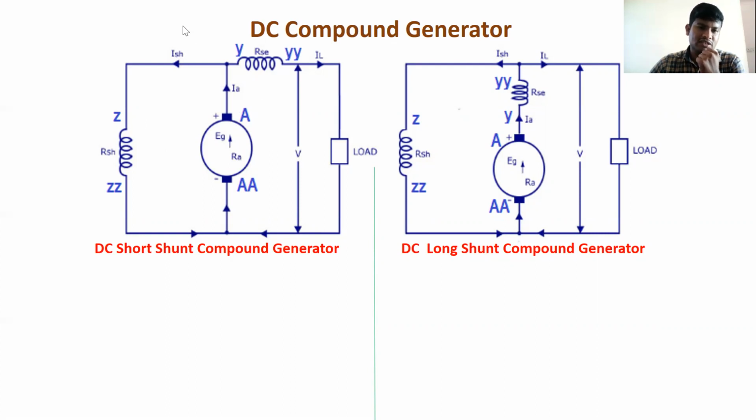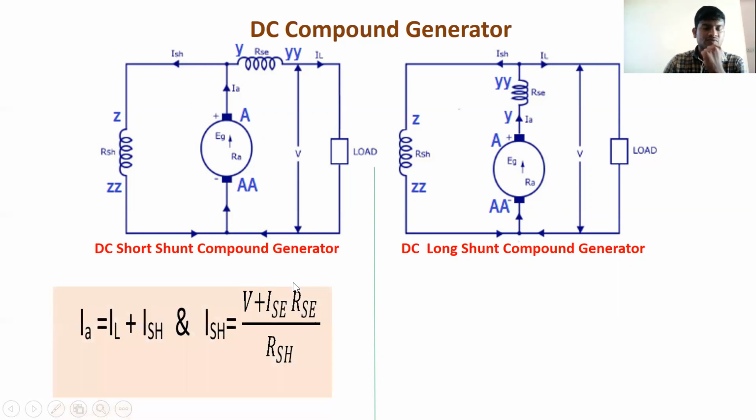One is ISH, that is the shunt field current, and another current is ISC. That's why IA equals ISH plus ISC, and ISE equals IL. And ISH is nothing but the terminal voltage V, the voltage across the load terminals, divided by RSH.